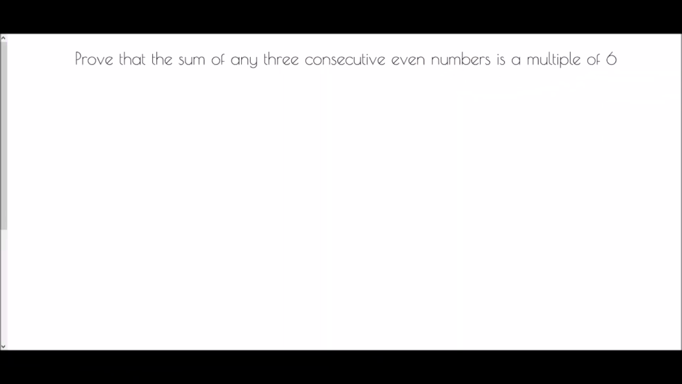We then want to prove that the sum of any 3 consecutive even numbers is a multiple of 6. So again, we have that word prove, means use algebra. We have the word sum, and so because it is sum, it means we're going to add together. And then we have 3 consecutive even numbers. And so if we're going to deal with 3 consecutive even numbers, we can do it by starting with the first even number, 2n.